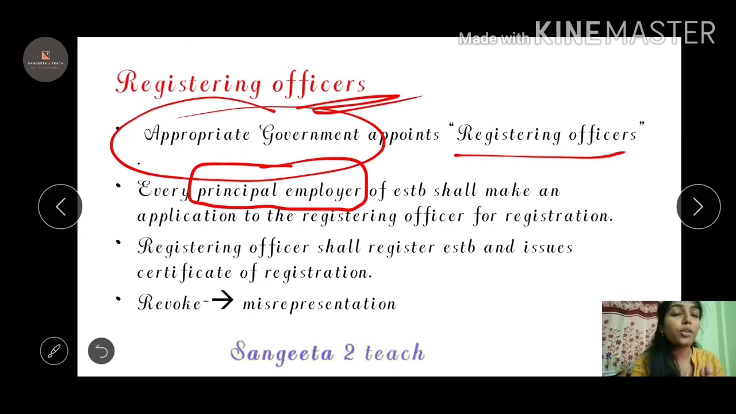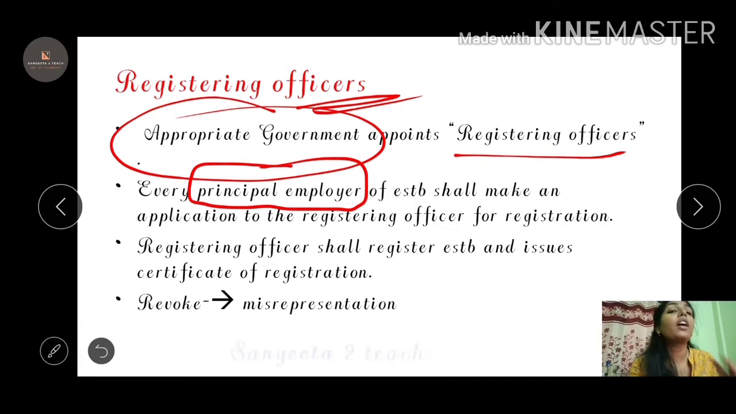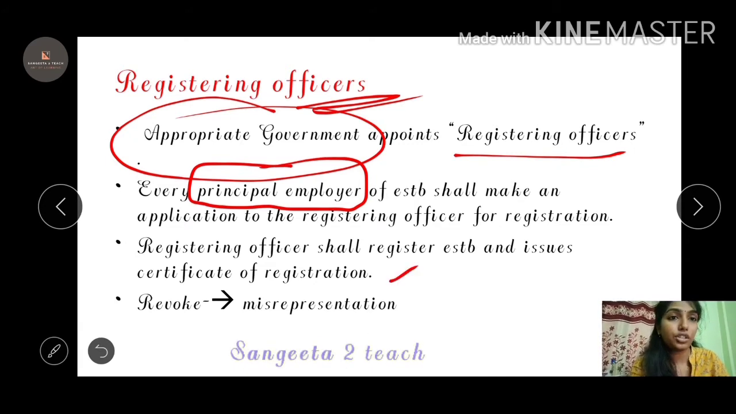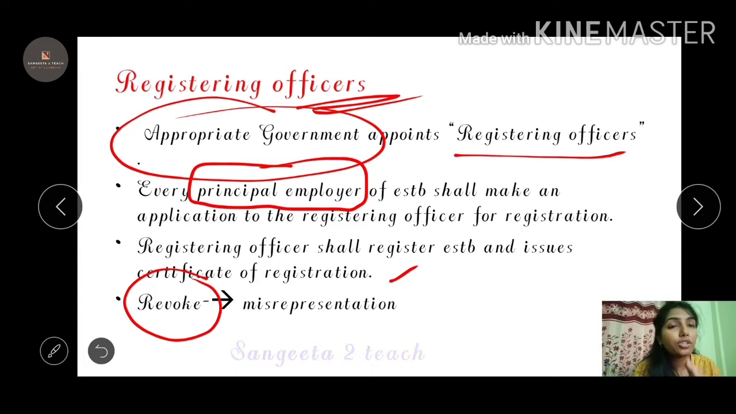So the principal employer will apply for registration. If everything is in a proper way, they will get a certificate of registration. If there is some misrepresentation, a false representation that has taken place, then the registering officer will have all rights to revoke, that is, stop this registration. The registering officer is a person who is appointed by the appropriate government.